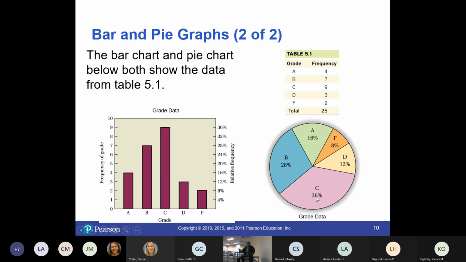Let's see. 36 and 28, that'd be what? 64? 64 plus that is 70 or 80. 64 would be 80, 88, and 12 is 100. So make sure you can do those two because that's all I'm going to ask you.